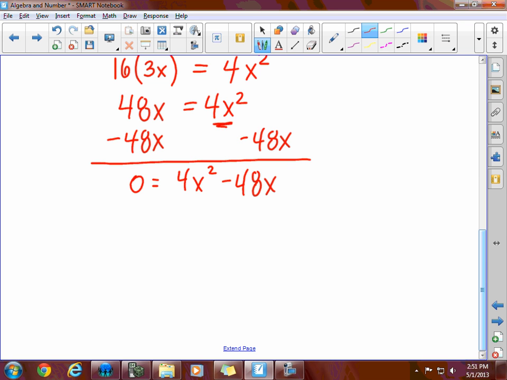This one simply has a greatest common factor here. So I can factor out a greatest common factor of 4x. If I do that, I'm left with 4x times x minus 12.